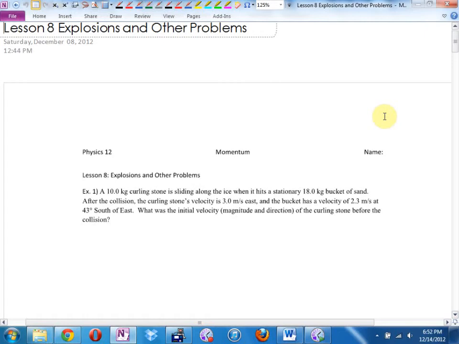Now I started here with example 1, a 10 kilogram curling stone is sliding, and I've realized I already did this example with you in a previous set of notes, like a complete meathead. So we are going to, if you don't mind, scratch this question here. Scribble, scribble, scribble. You did it already.